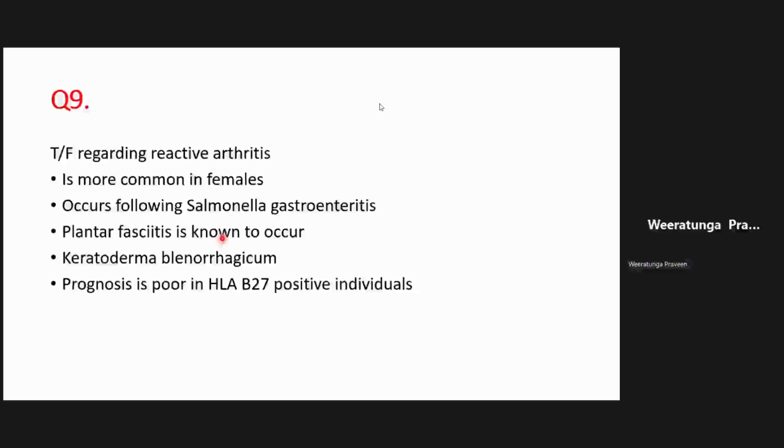In all of these you will see skin changes and nail changes. And they are considered to be very specific for psoriatic arthritis.